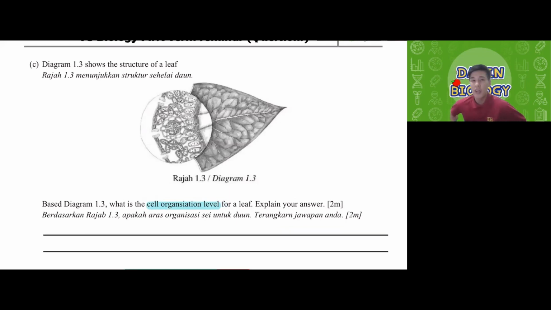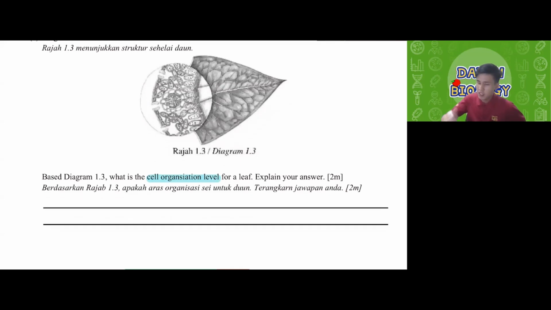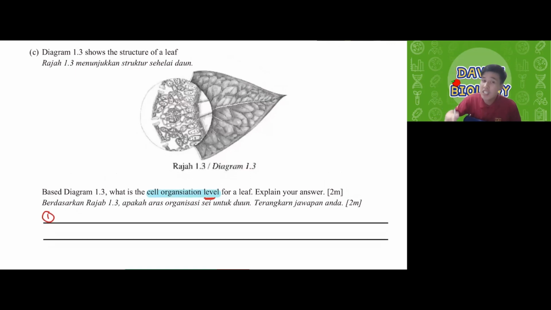Cell organization level. Why I will repeat this quite a few times is because this is something very easy and a lot of you don't know. So if they ask you cell organization level, yes, Jacqueline, correct. It's the cell, tissue, organ, system, that one. So leaf is what? Cell, tissue, organ, system. It is an organ. The answer is organ.